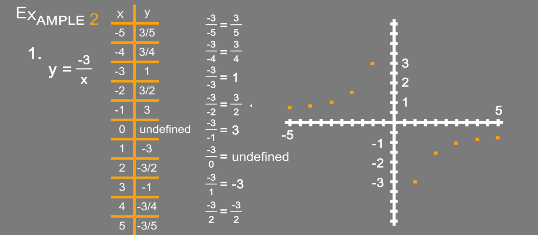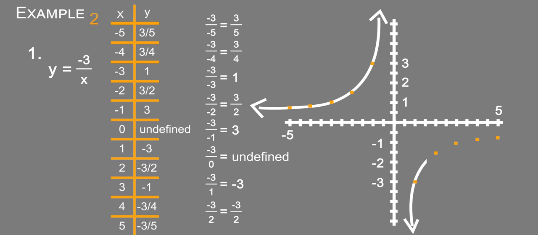And if we connect those dots with a smooth curve, or at least as well as someone who is not artistic, such as myself, we end up with this curve here, which is a basic shape for a rational function where we have a variable term in the denominator. And if you notice, it's never going to touch the x-axis either.